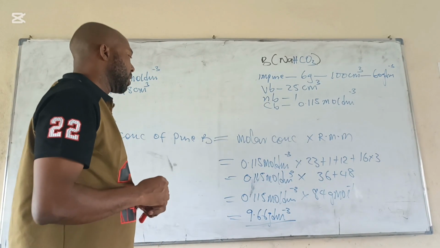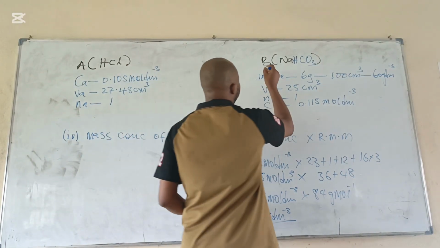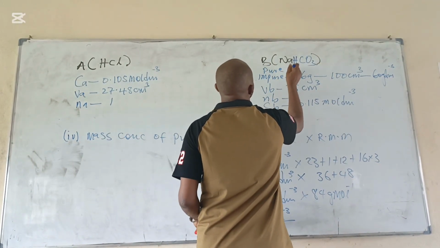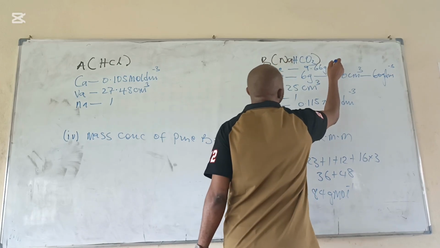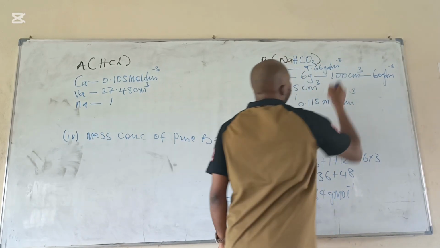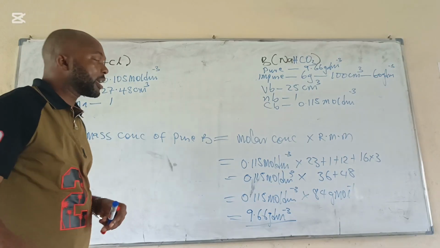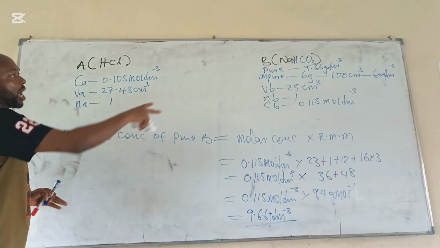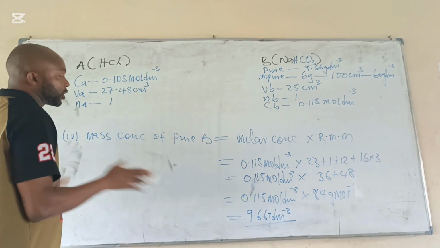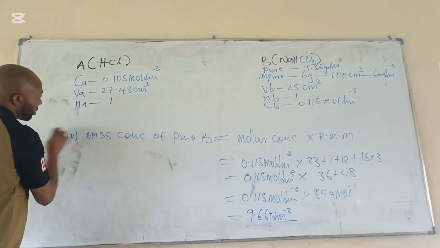Okay. Now we go, that of pure is 9.66 g per dm cube. And finally, they say the percentage impurity. Now we have the variables required, so we can substitute to get what we want. So let me take this out.